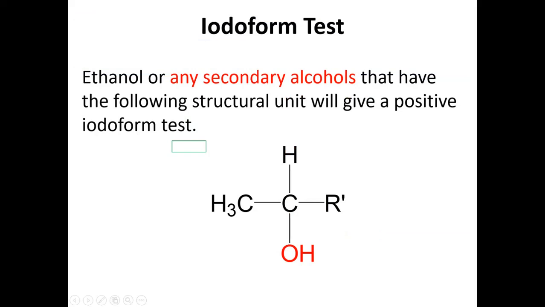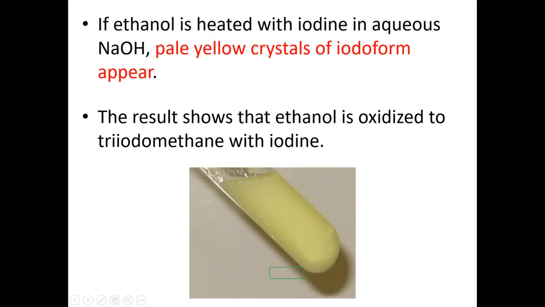For the iodoform test, ethanol or any secondary alcohols that have the following structure unit will give a positive iodoform test. If ethanol is heated with iodine in aqueous sodium hydroxide, pale yellow crystals of iodoform appear. The result shows that the ethanol here is oxidized to triiodomethane with iodine.